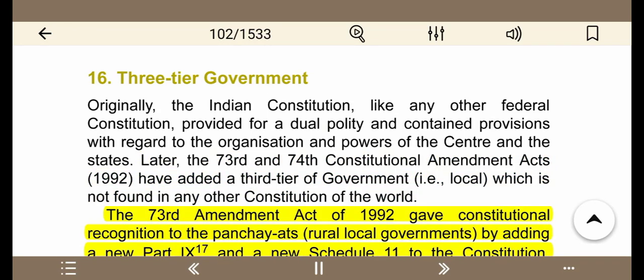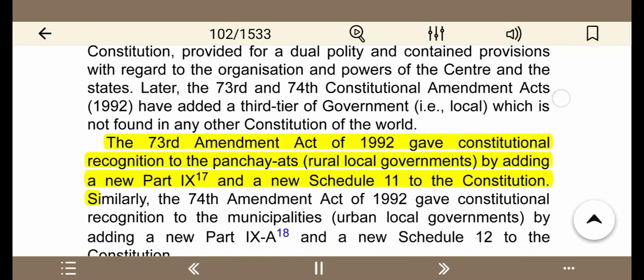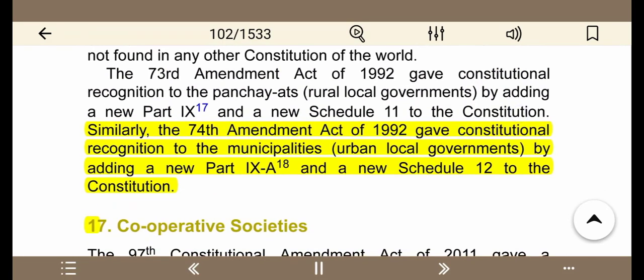The 73rd Amendment Act of 1992 gave constitutional recognition to the Panchayats, rural local governments, by adding a new Part IX and a new Schedule 11 to the Constitution. Similarly, the 74th Amendment Act of 1992 gave constitutional recognition to the municipalities, urban local governments, by adding a new Part IX-A and a new Schedule 12 to the Constitution.